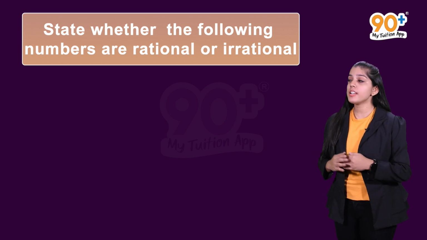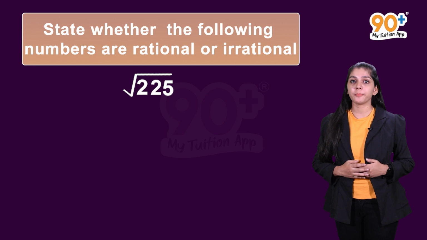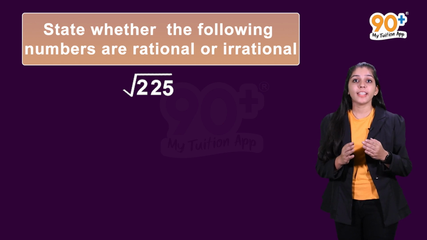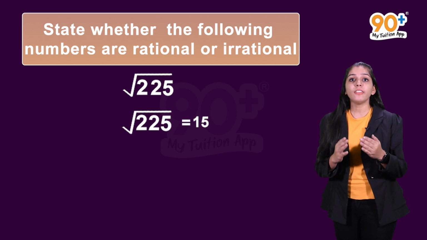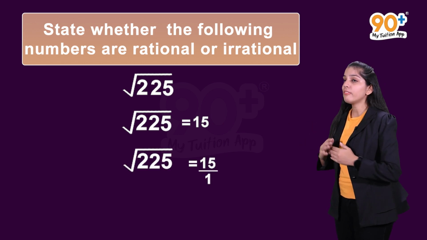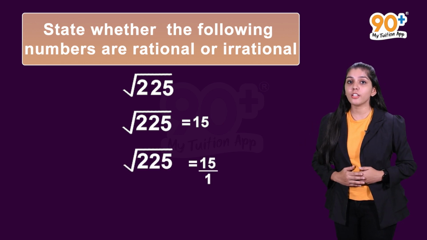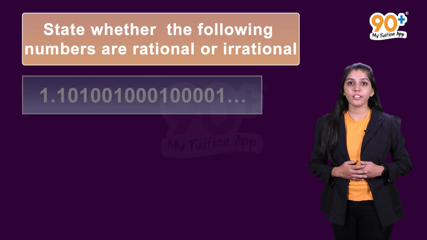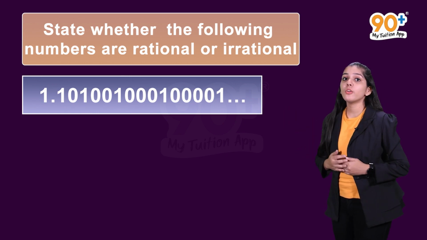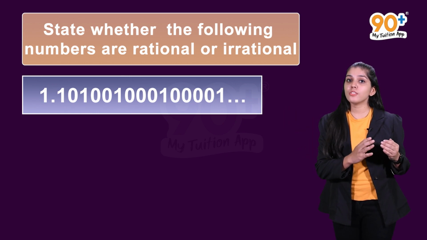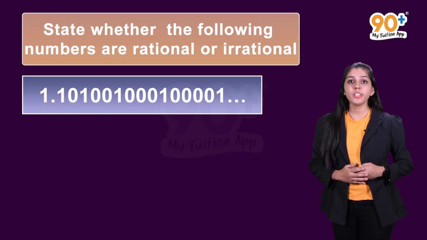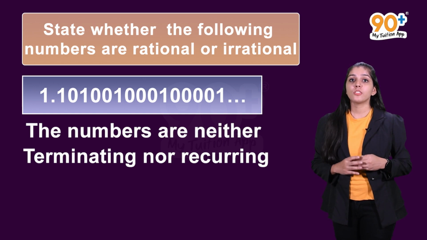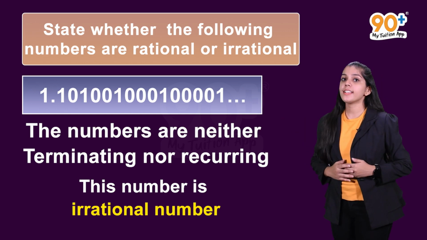We have the question, state whether the following numbers are rational or irrational. We have the first number, square root of 225. Students, can you tell me what is square root of 225? Yes, it is 15. And we can write 15 as 15 by 1. And we can clearly see that it is in the form of p by q. So, it is a rational number. We have the second question, 1.10100100 and so on. Students, observe that after the decimal point, the numbers are neither terminating nor recurring. So, we can clearly say that this number is an irrational number.